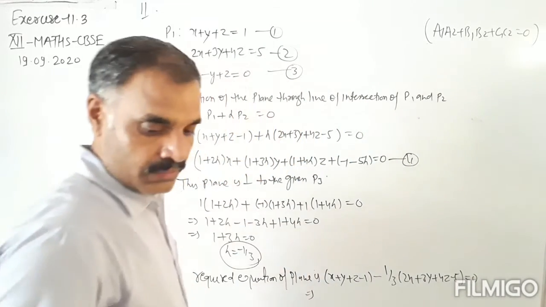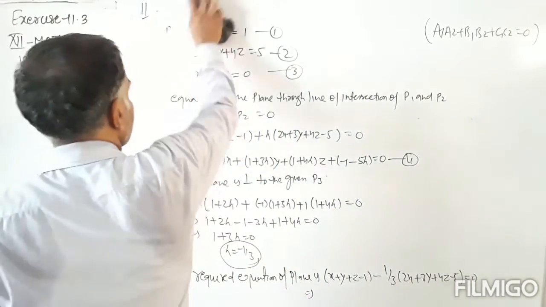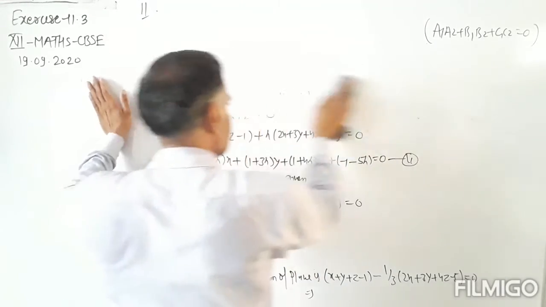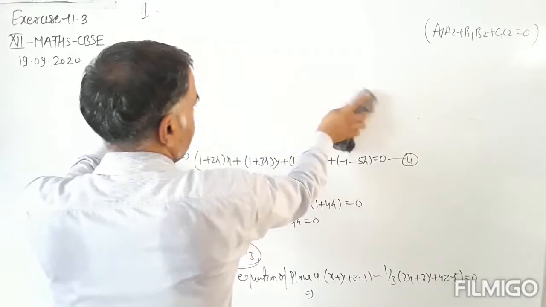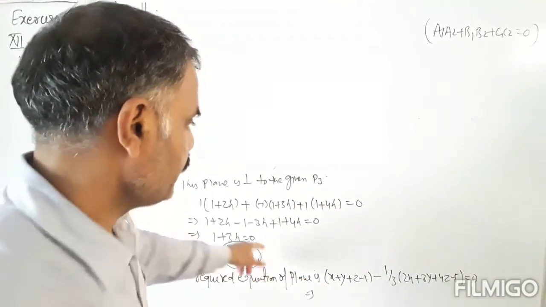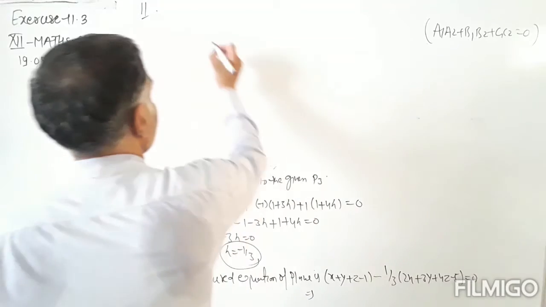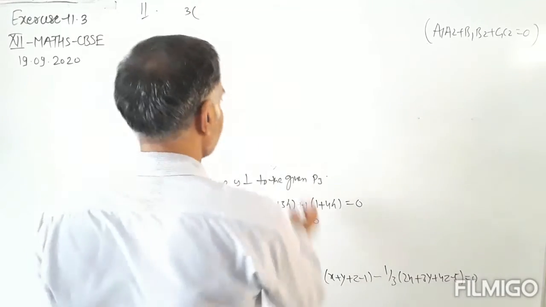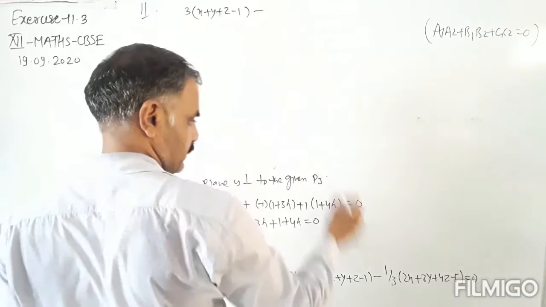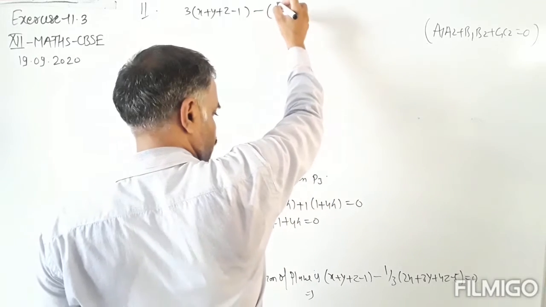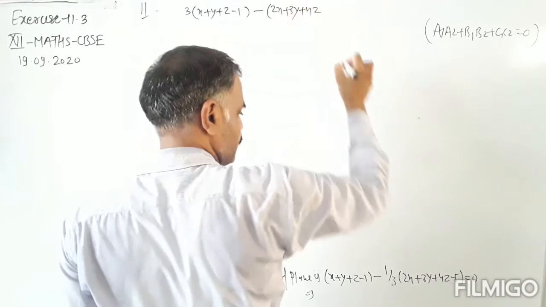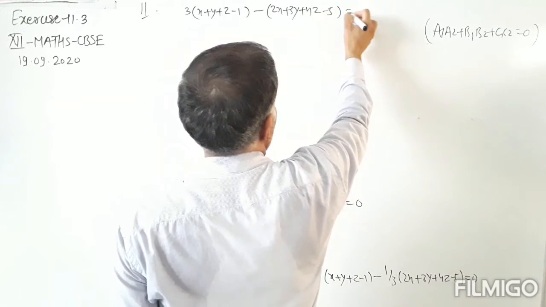Solving this, we will get the required equation of the plane. Multiplying the whole equation by 3, we will have 3 into (x plus y plus z minus 1) plus minus 1 into (2x plus 3y plus 4z minus 5) is equal to 0.